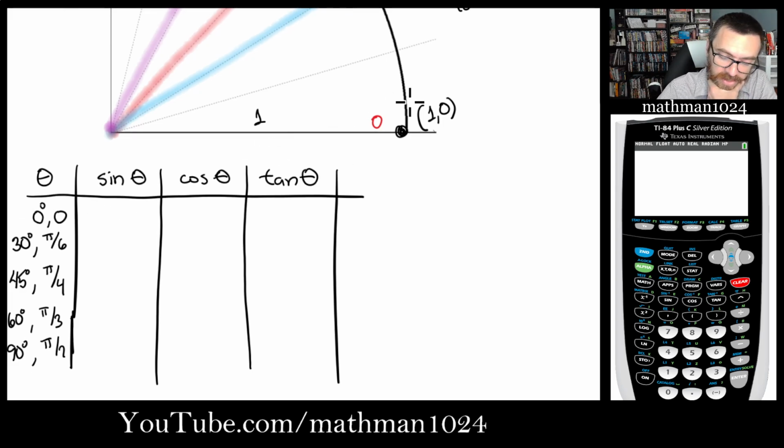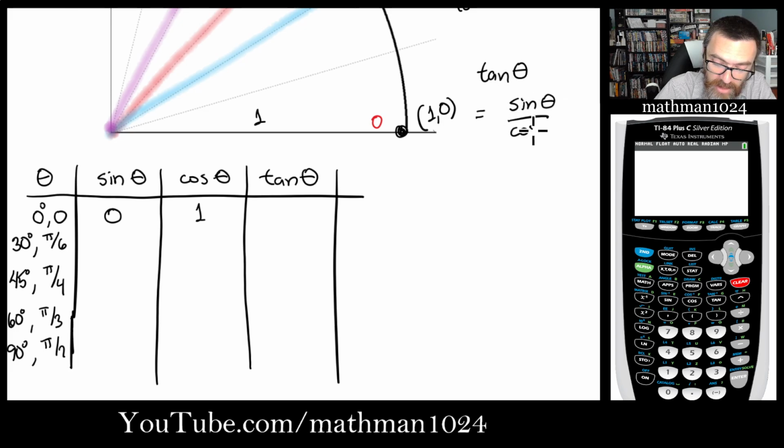So when you're at 0 degrees, sine of 0, and like I said before, sine is going to be your y, sine is 0. Your cosine is your x, so that's 1. Tangent, if you remember the quotient identity, is sine divided by cosine. So if I do sine divided by cosine, 0 divided by 1 is 0. I'm going to go to 30 degrees.